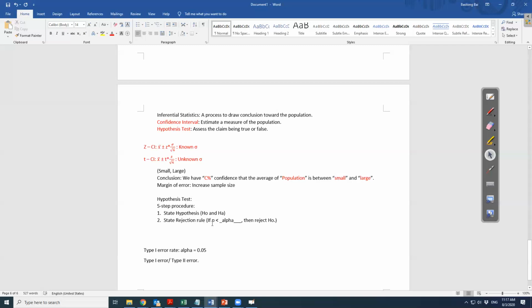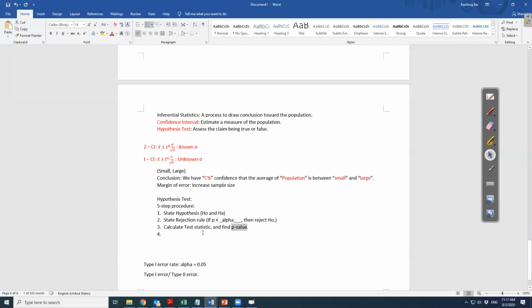Right, so that's step 2, stating the rejection rule. Trivial, but important. And step 3, calculate the test statistic and find the p-value. The ultimate goal of step 3 is to find the p-value.